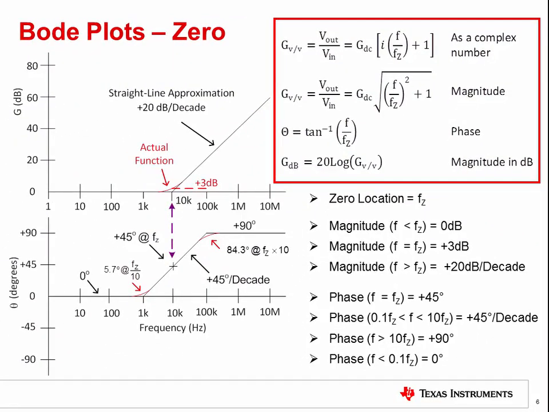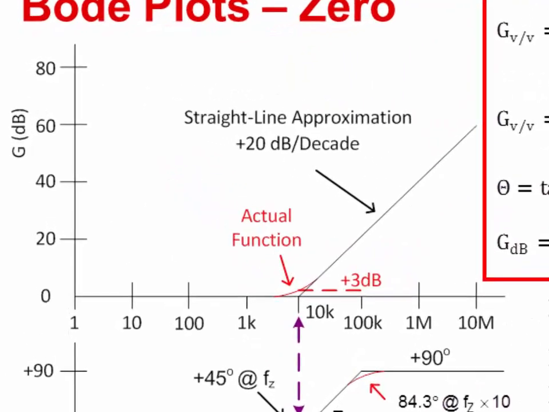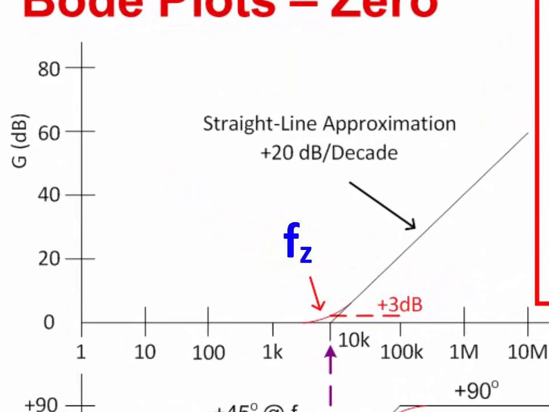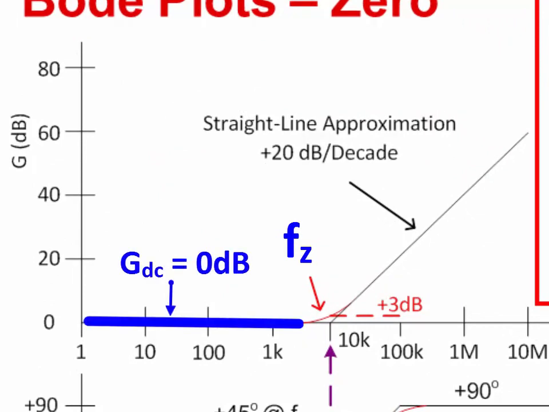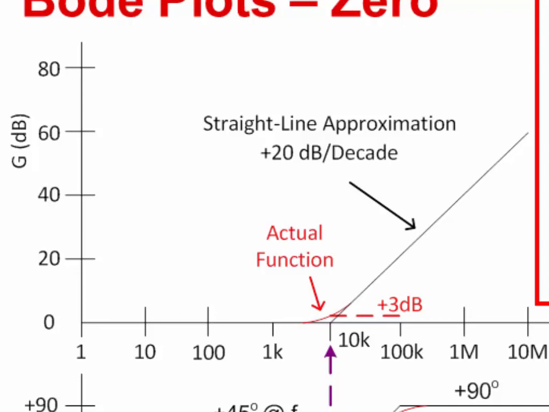Let's look at some key points on the Bode plot. First, the zero frequency is denoted Fz. For frequencies below Fz, the gain is constant and is denoted GDC. In this example, GDC equals 0 dB. Also notice that the gain at Fz is at 3 dB, or 1.414 times greater than the DC gain. Finally, for frequencies greater than Fz, the magnitude plot increases at a rate of plus 20 dB per decade.